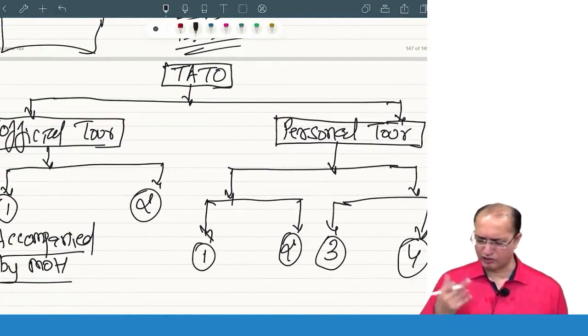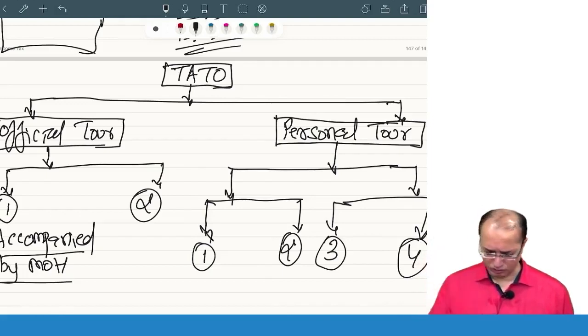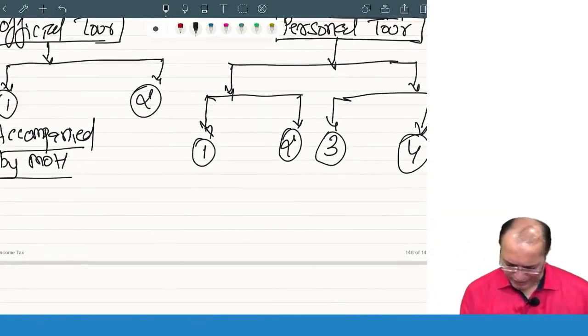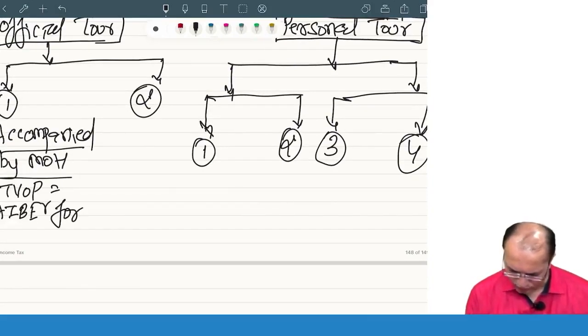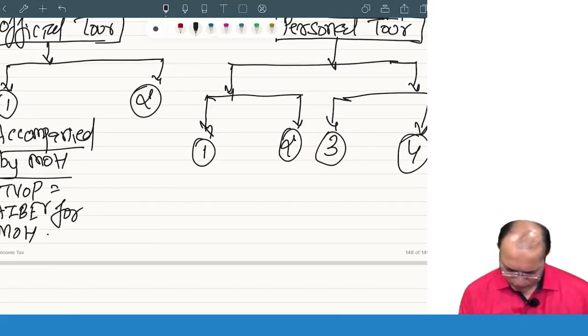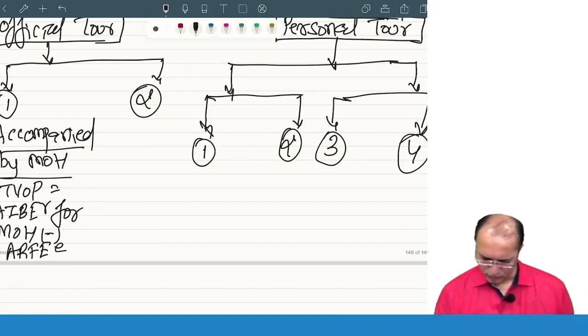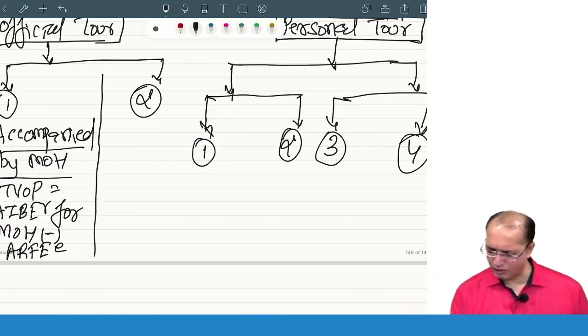I am on an official tour. There is no personal advantage. Nothing should become taxable to me. But my spouse is on a personal tour. So here taxable value of perquisite equals amount incurred by employer for whom? For member of household, minus amount recovered from employee.